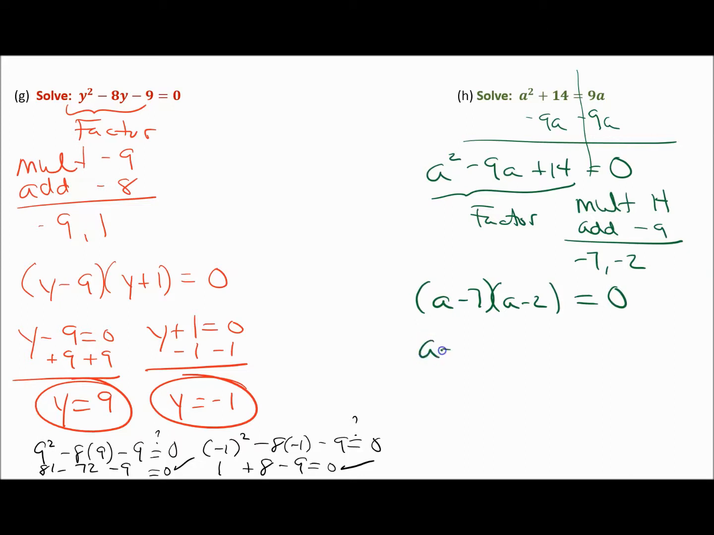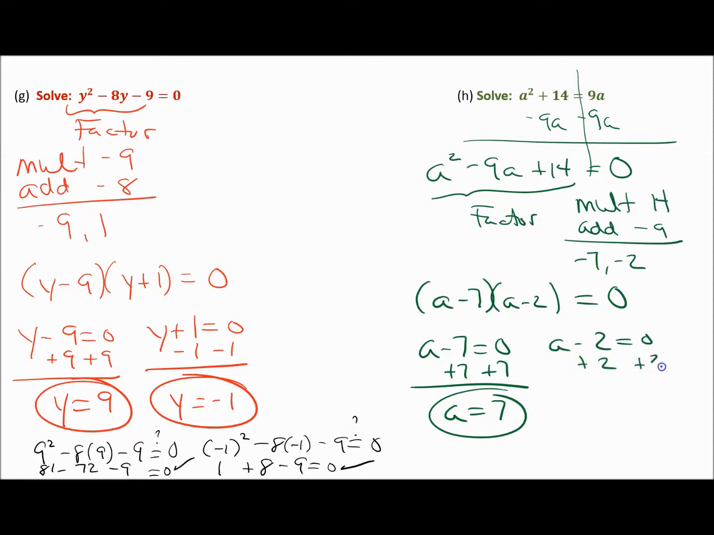Now it's time to separately set each one of these factors equal to 0. I add 7 to both sides of this linear equation to get a equals 7. I add 2 to both sides of the second linear equation to get a equals 2. And now I have two solutions to this quadratic equation. That's a new term for us, but any equation that has a square as your highest power, in other words, that's the degree of your polynomial, is going to have two solutions like we're finding now.